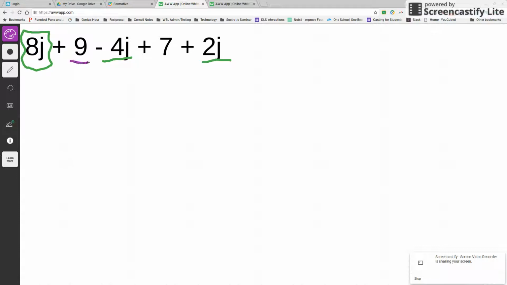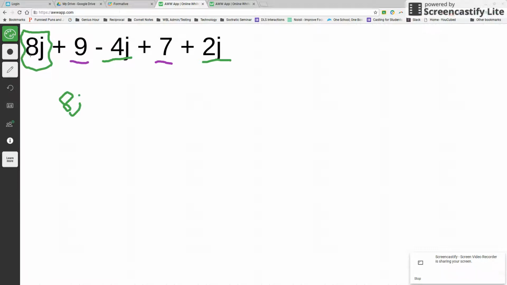Now, I also have a 9 here and a 7. So I have 2 different spots in my expression that have a number without a variable attached. That's important to know. All right, so now let's start to combine things. I'm going to use green for my variable. So let's pull out of this expression what we have with j. I see that I have 8j right down there.